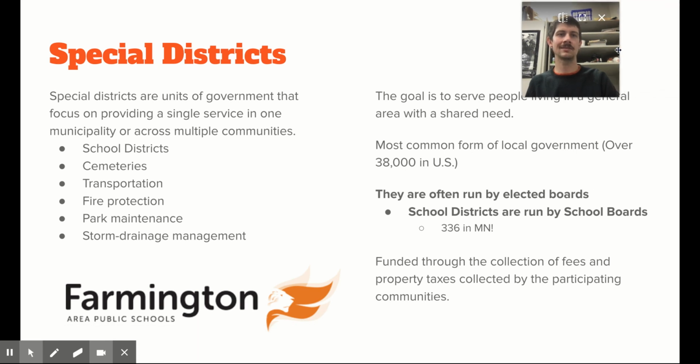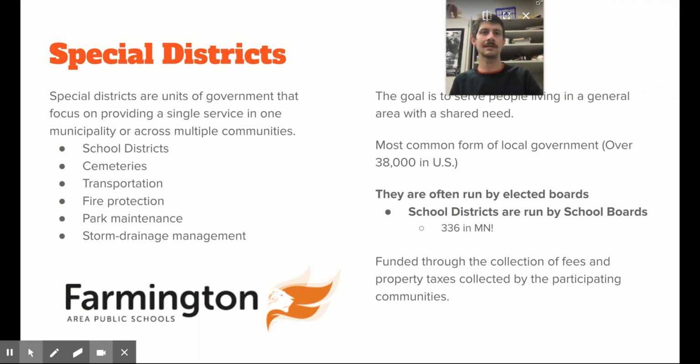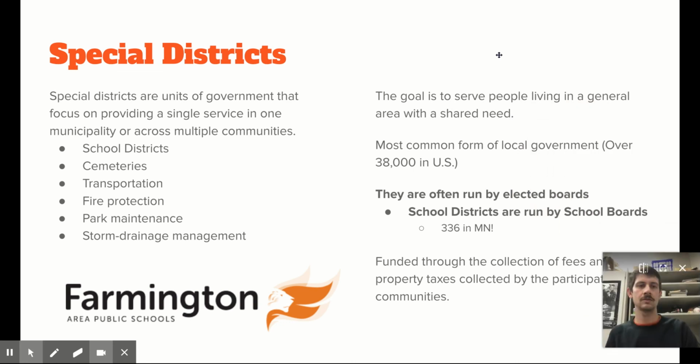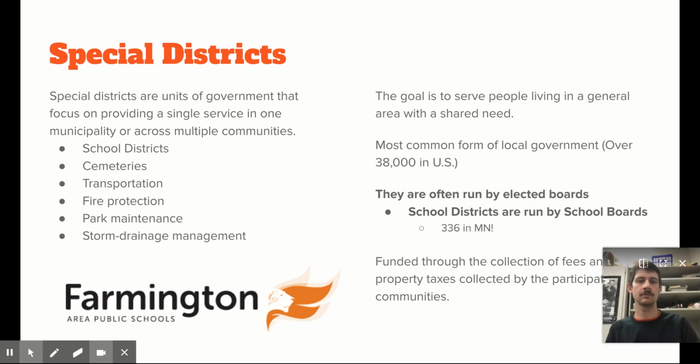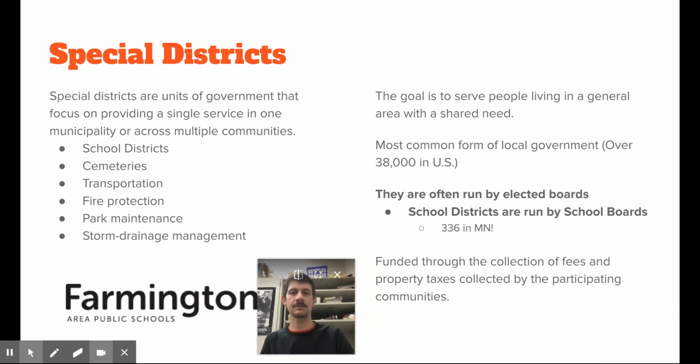I'm going to try to get this so I can actually see what I'm getting at right here. So maybe that won't work. Sorry, Farmington, I'm covering up the tiger.